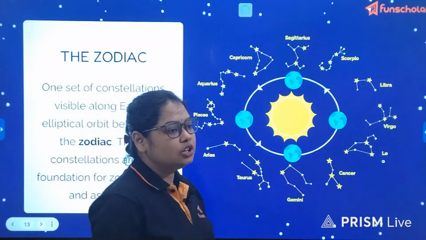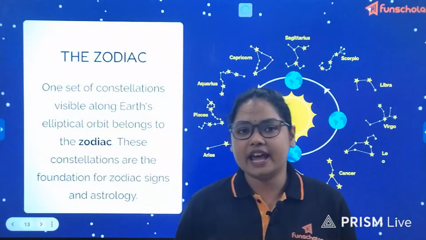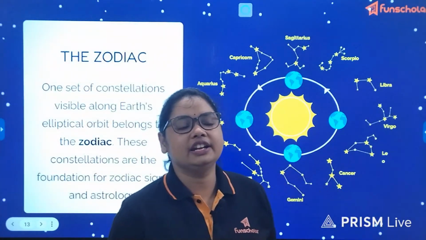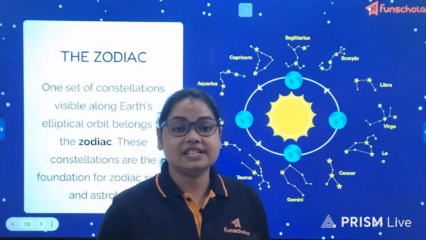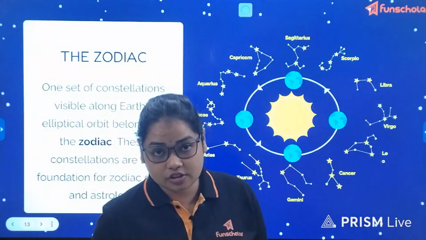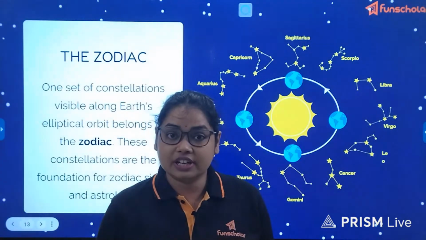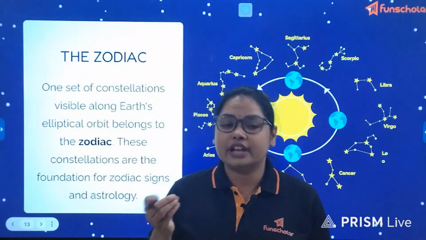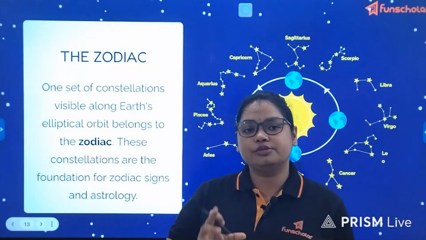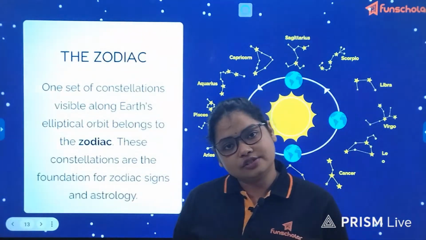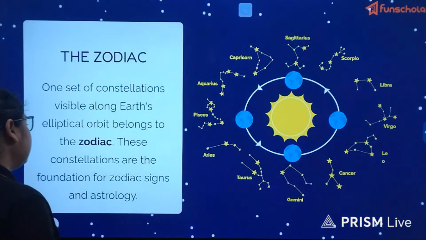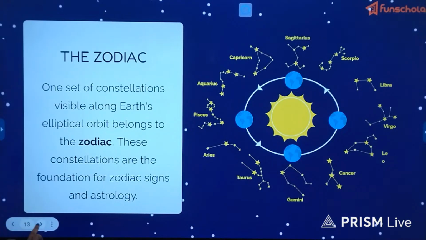Similarly, according to your time of birth, in terms of the season also, that means in which month of the year and on which date you were born, and also the time, now during that particular time of your birth, which constellation was present. Accordingly, that will be your zodiac sign.